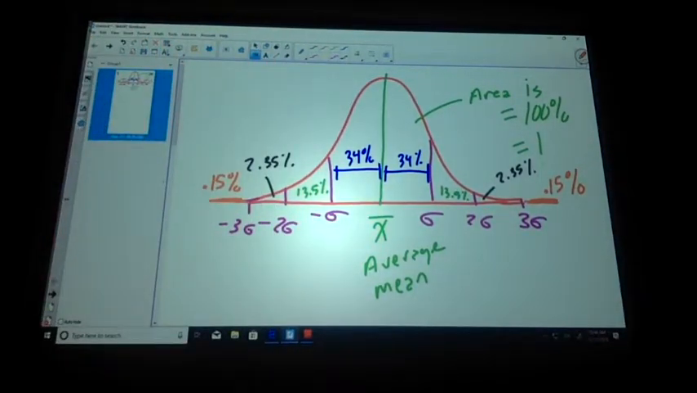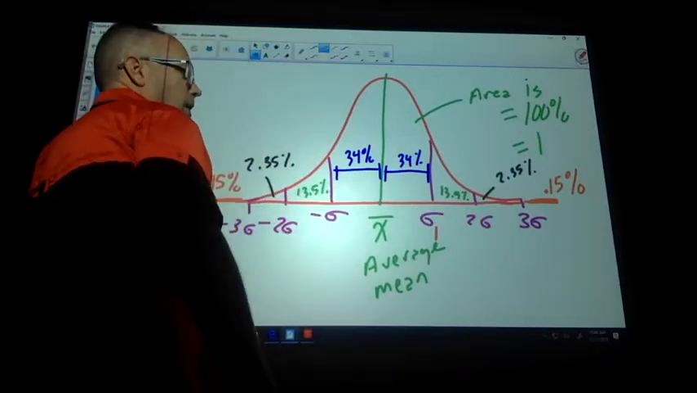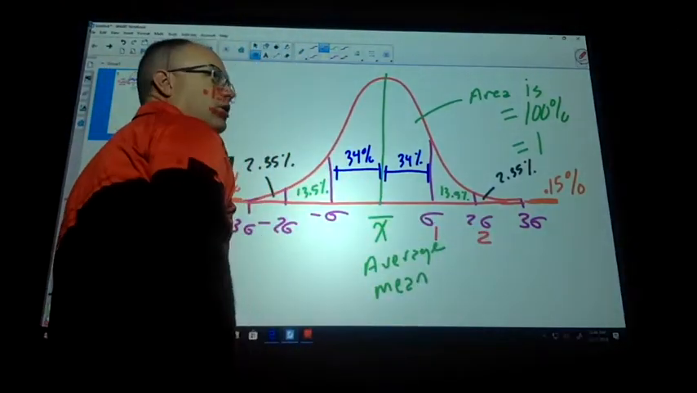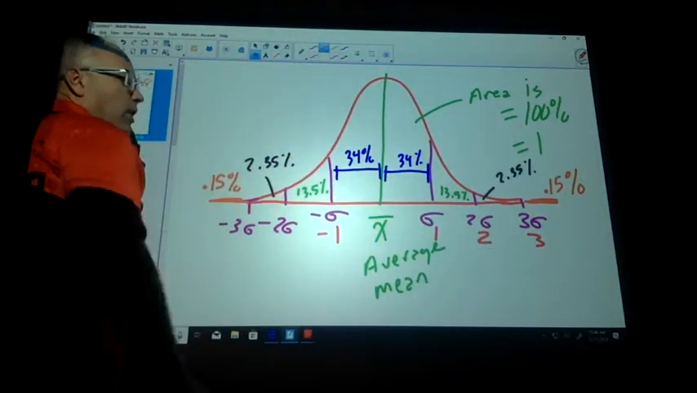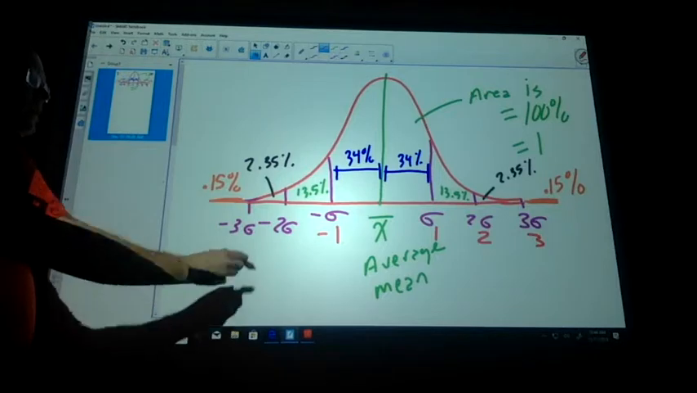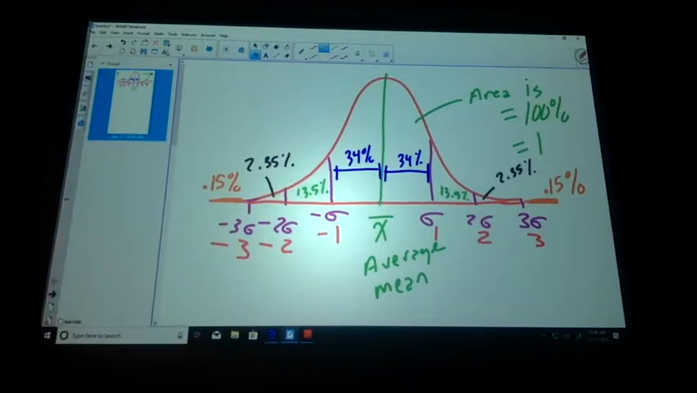So how you would state this is I'm 1 standard deviation above the mean, I'm 2 standard deviations above the mean, I'm 3 standard deviations above the mean, I'm 1 standard deviation below the mean, I'm 2 standard deviations below the mean, and I'm 3 standard deviations below the mean.